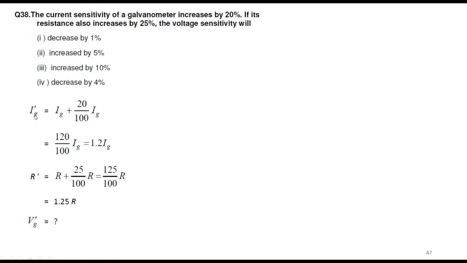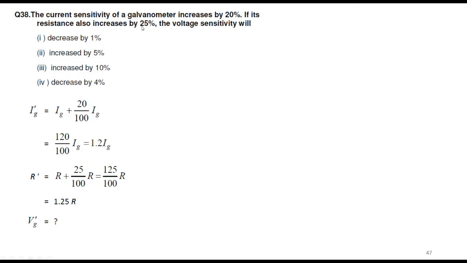Ig prime is current sensitivity after the changes are made. Okay, original current sensitivity is this. Current sensitivity of a galvanometer increases by 20% if its resistance also increases by 25%. So originally, if you take Ig current sensitivity, it has become Ig prime. That means it has increased by 20%, 20 by 100 into Ig. So this will be 120 by 100 into Ig, which is 1.2 Ig. So the new current sensitivity after the changes are made is 1.2 times original current sensitivity. I subscript G is being used here as current sensitivity.